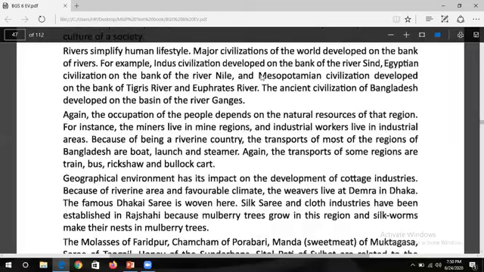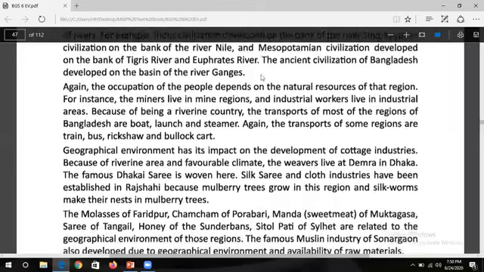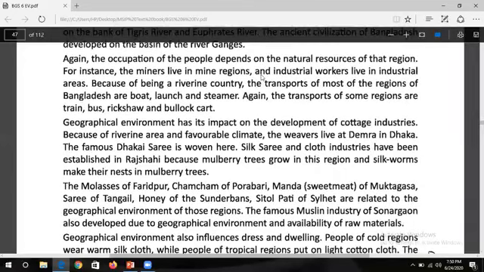Geographical environment has its impact on the development of cottage industries. Because of the riverine area and favorable climate, the weavers live at Demra in Dhaka. The famous Dhakai Shari is woven here. In Demra, the famous Dhakai Shari is woven. This is the famous fabric in Bangladesh.